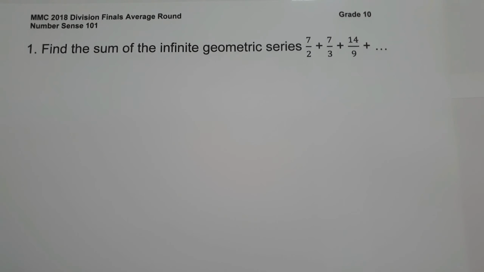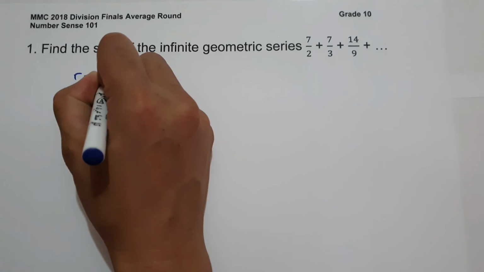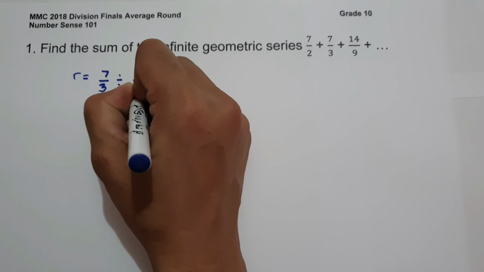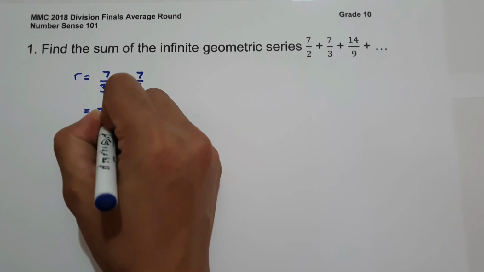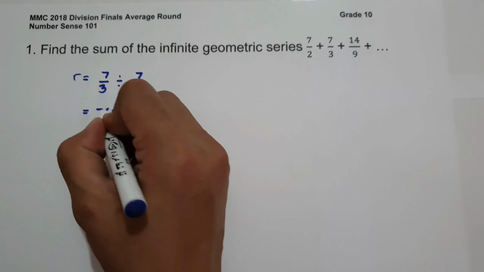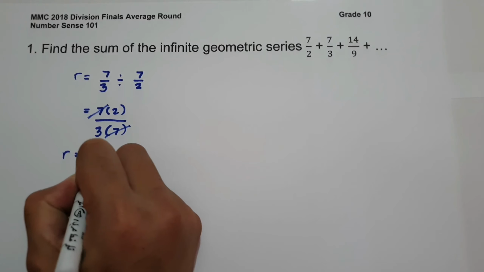On number 1, find the sum of the infinite geometric series 7 over 2 plus 7 over 3 plus 14 over 9 plus infinity. The first thing that we're going to do is to find the common ratio. Let us have the second term, 7 over 3, divided by the first term, 7 over 2. So let us have 7 multiplied by 2, divided by 3 times 7. Let us cancel 7, and the common ratio is 2 over 3.